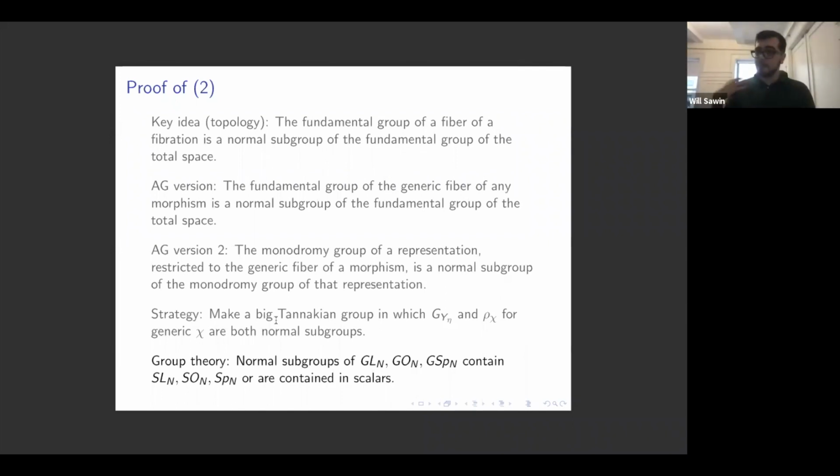So the argument is not purely formal or purely abstract. Proving these are normal requires some direct geometric arguments, and eliminating the case where it's contained in the scalars also requires an argument, but it is more formal than just trying to calculate the monodromy directly.